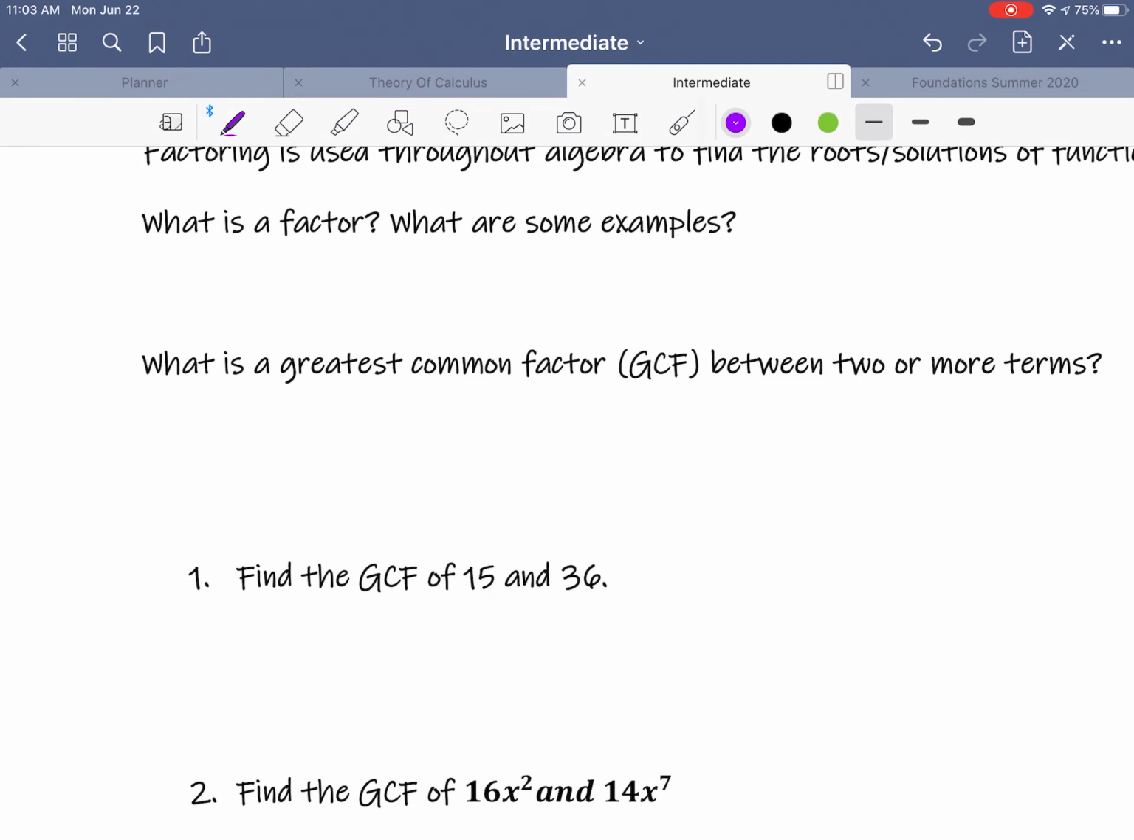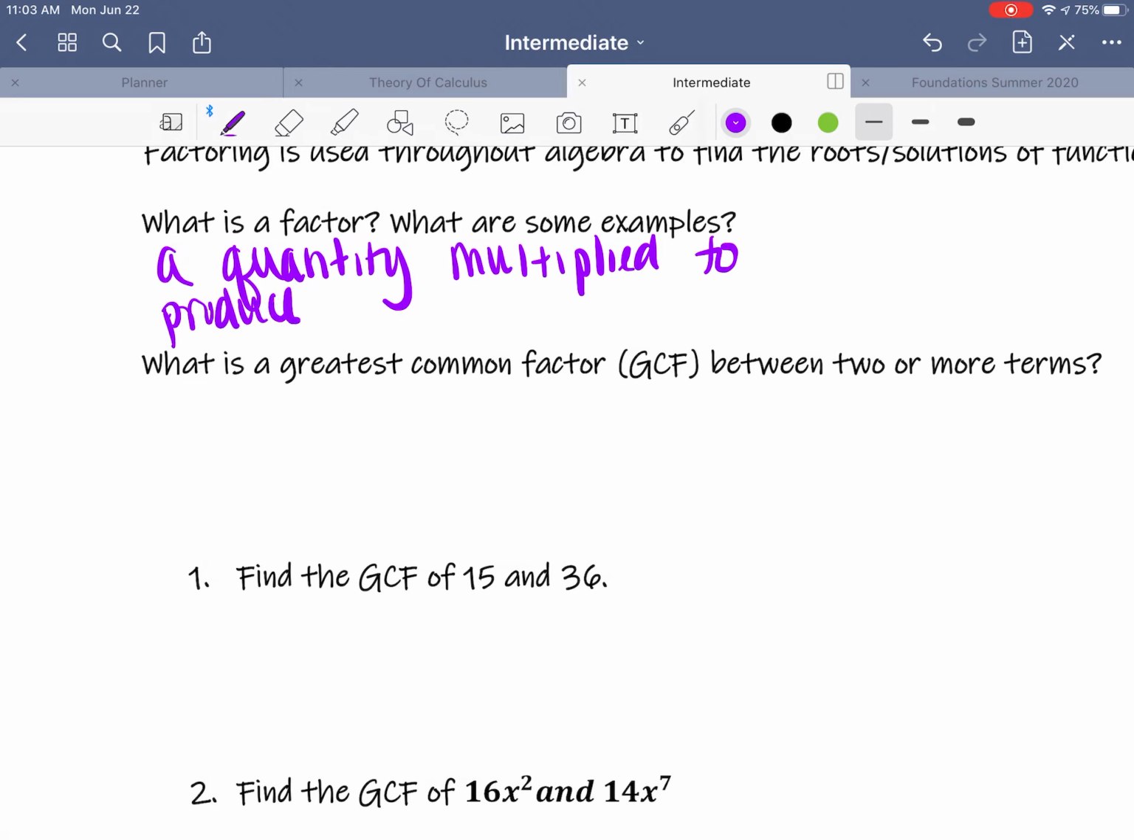So what even is a factor? I'm talking about factoring and factors. What is a factor? A factor is a quantity multiplied to produce a given value. Some examples of factors, it could be kind of blatant like this. 2 times x is 2x, so the two factors of 2x are 2 and x.